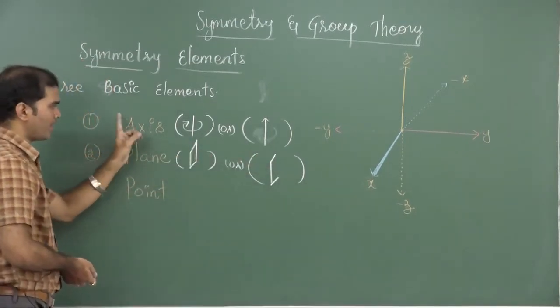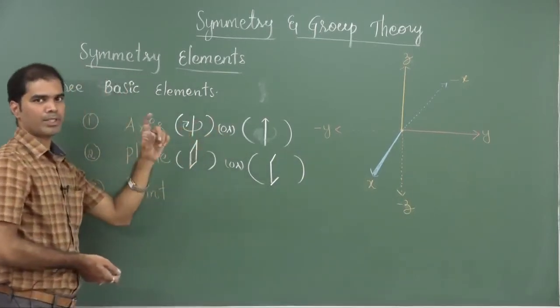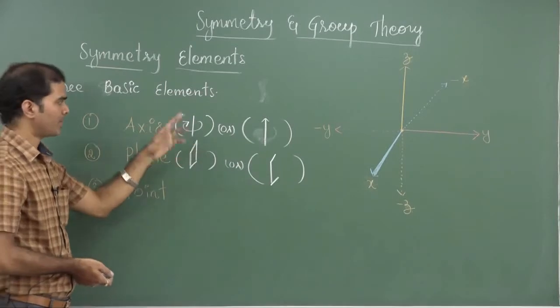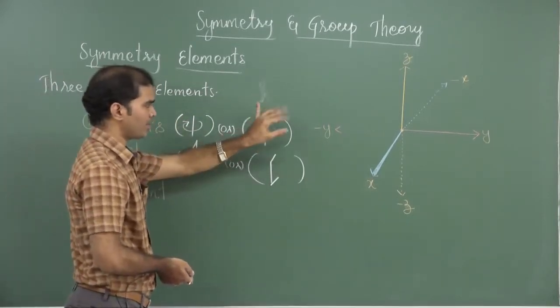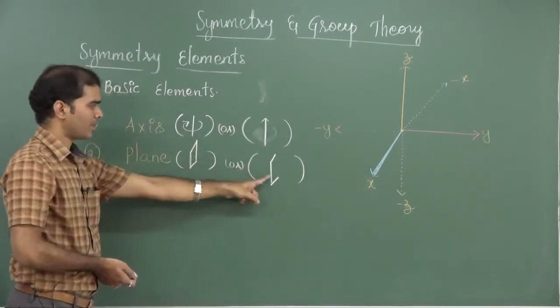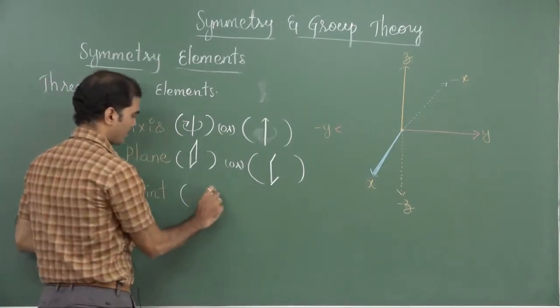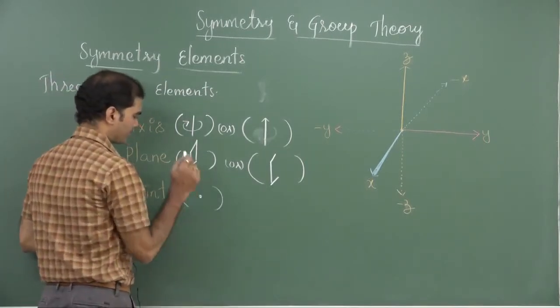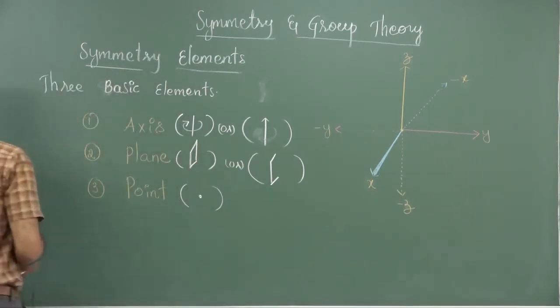The first symmetry element is an axis. Whenever you are showing this curly arrow, it will show the rotation, which is an operation. Both are intricately related, but for your basic purpose, if you can show this arrow, that is more than enough. That represents an axis. This or this will represent a plane. And the third basic one is a point. These are the three basic symmetry elements.